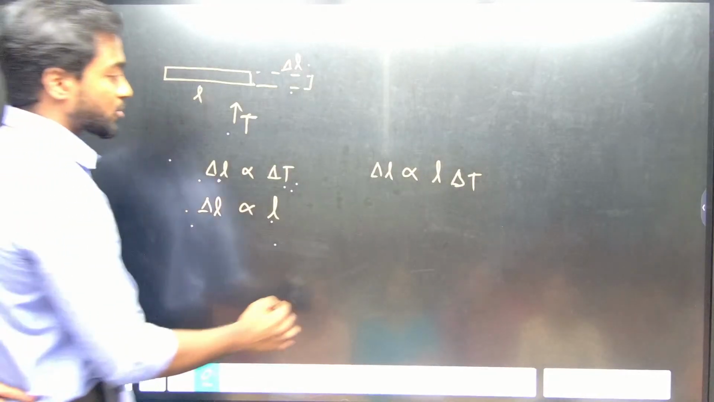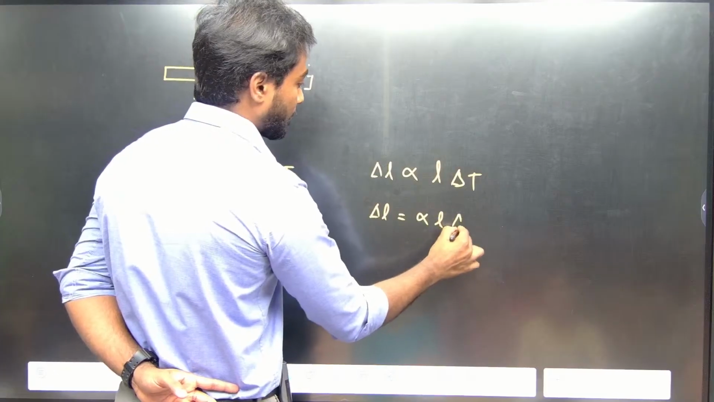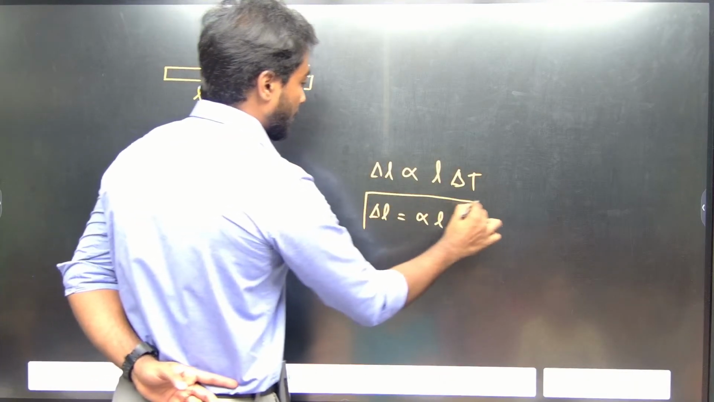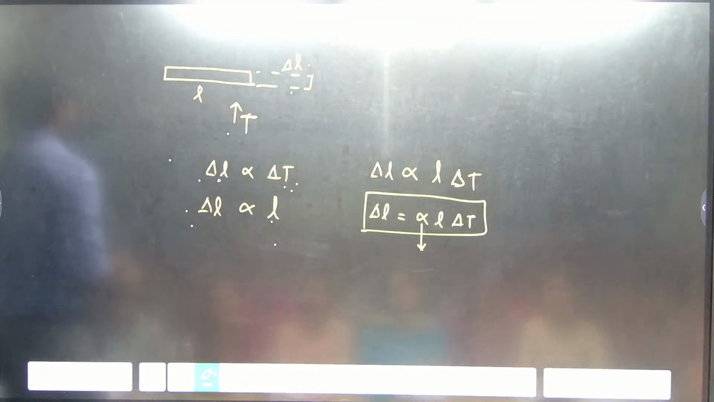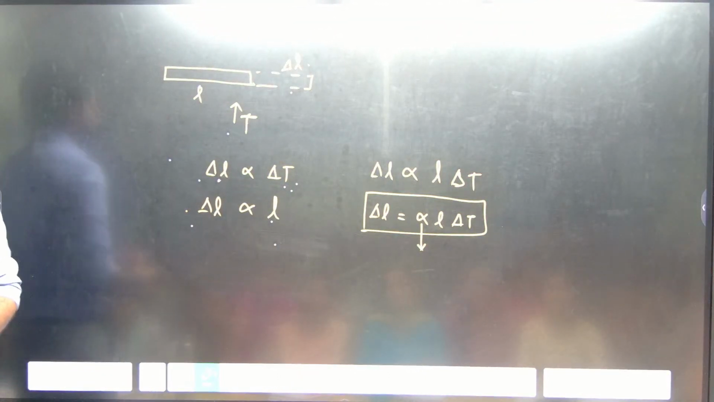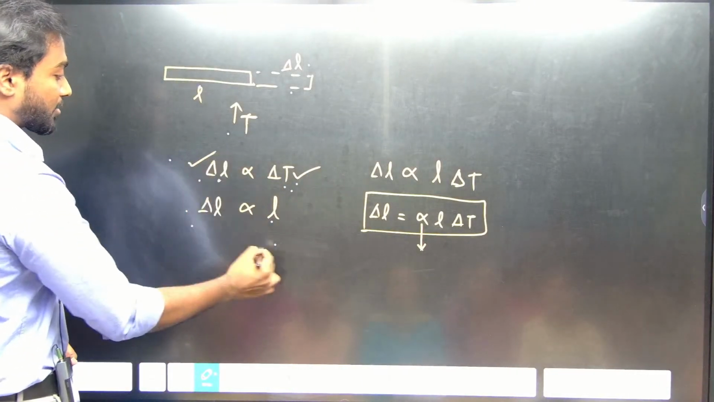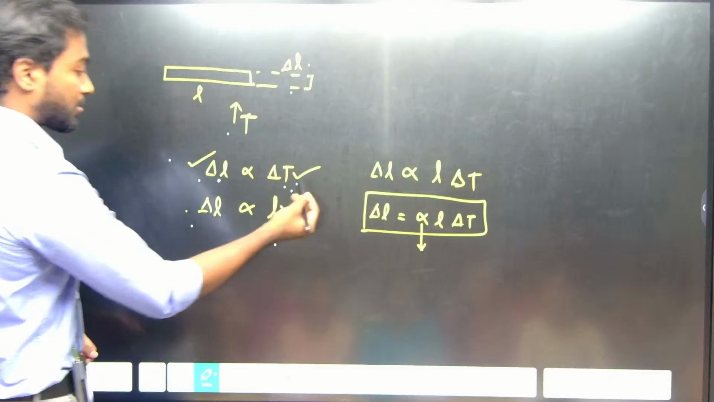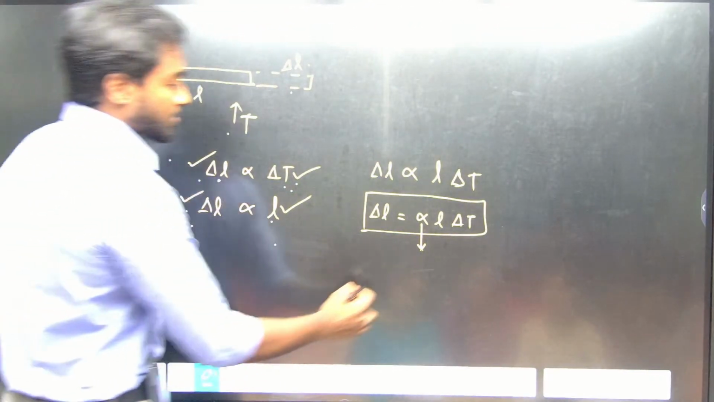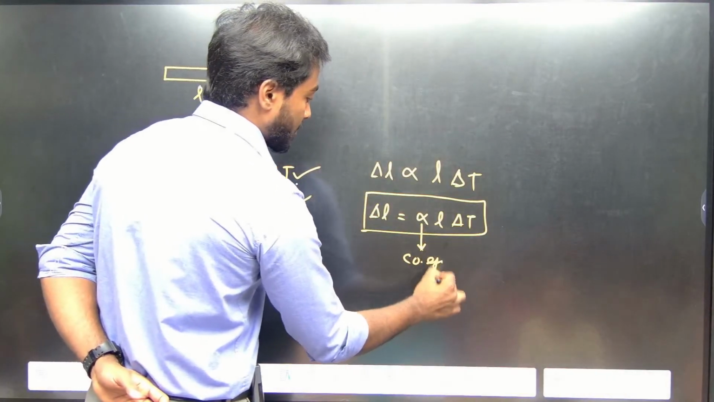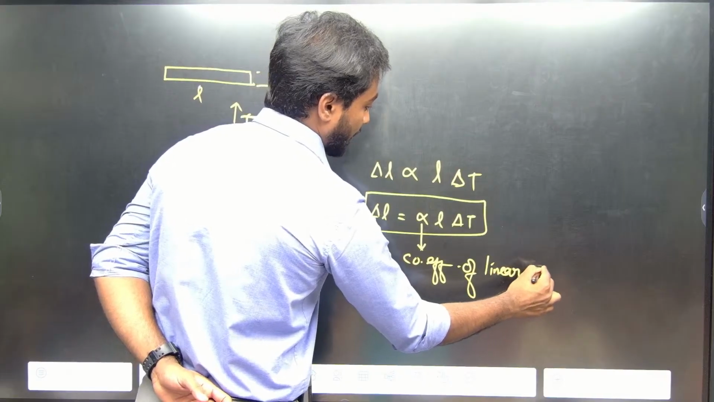To remove the proportionality, we are adding a constant called alpha. So alpha is nothing but the coefficient of linear expansion. Only one thing: if temperature increases, expansion increases. If original length is more, expansion also will be more. So this is the coefficient of linear expansion.